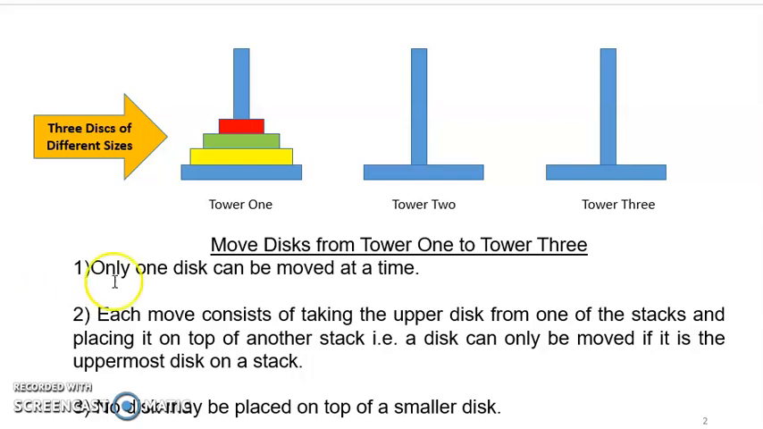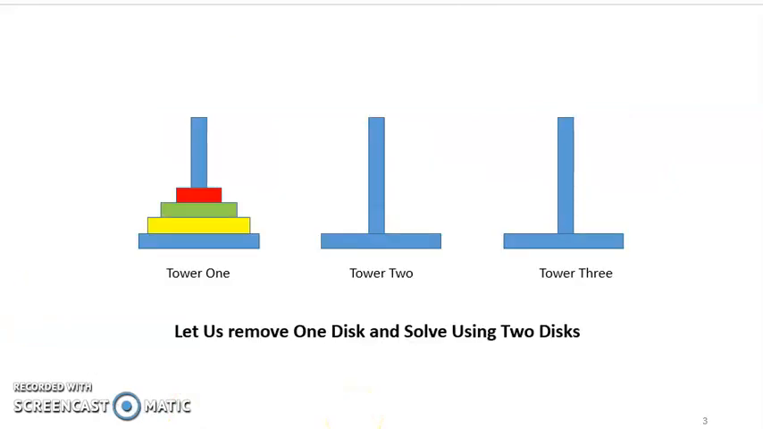of the system are that only one disk can be moved at a time. Each move consists of taking the upper disk from one of the towers and placing it on the top of another tower. So a disk can only be moved if it is the uppermost disk, right? And the third and the most important is that no disk can be placed over a smaller disk, right? So this is our Tower of Hanoi problem.